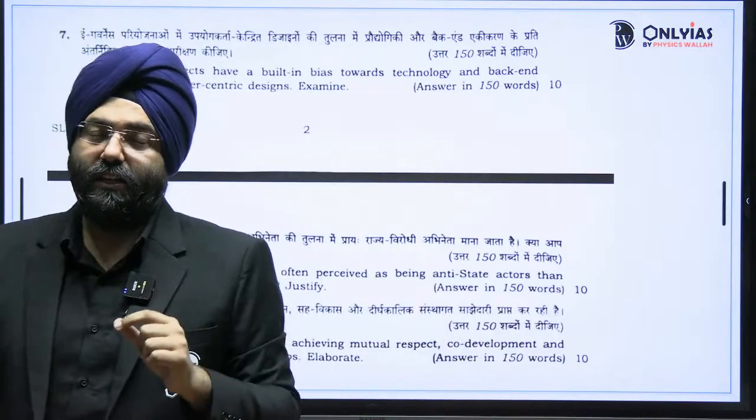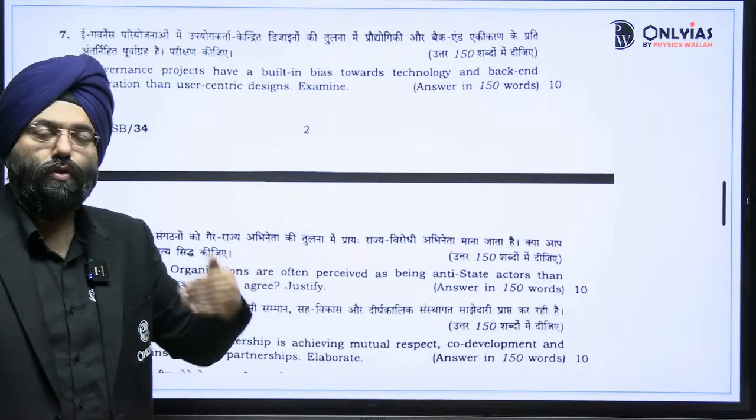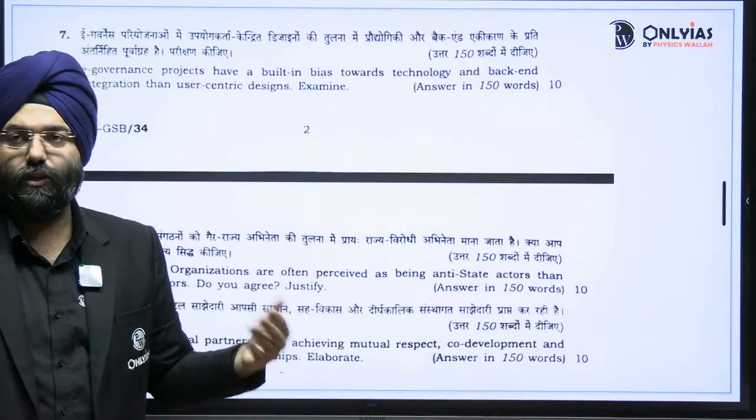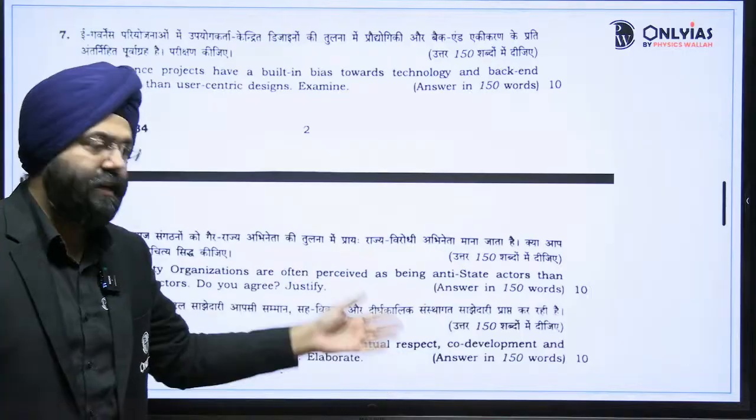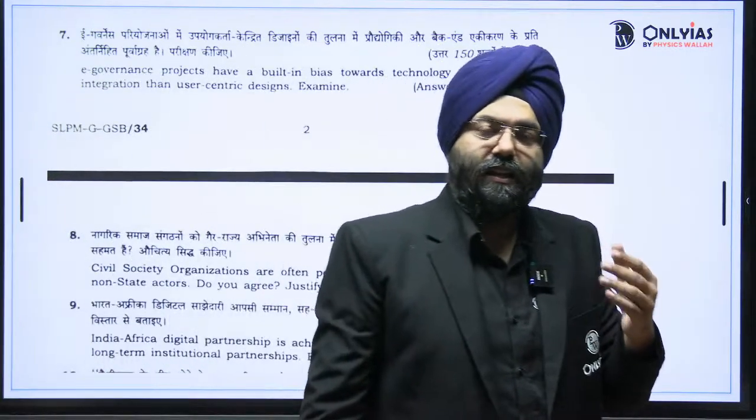Now, this was again in the newspapers repeatedly. A similar thing has been mentioned over here. So you had to basically elaborate. If you had studied that, you could have easily answered that. This was again in the newspapers for 3 to 4 days. 2-3 editorials were present. It was again in the international relations also.